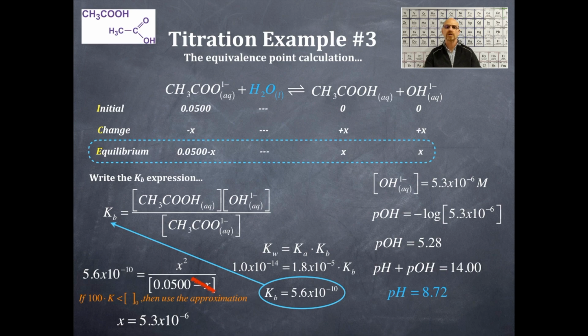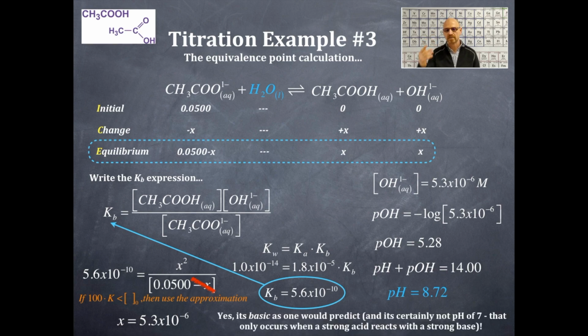Okay, hopefully that value makes sense. It should, because I am titrating an acid with a strong base, and at the equivalence point, the strong thing always wins. Okay, and that's why that pH is greater than 7. So it is basic, as you would certainly predict. And again, just to reiterate, when is the pH 7 at the equivalence point? When you have a strong acid and a strong base, or a strong base and a strong acid. Either one of those.